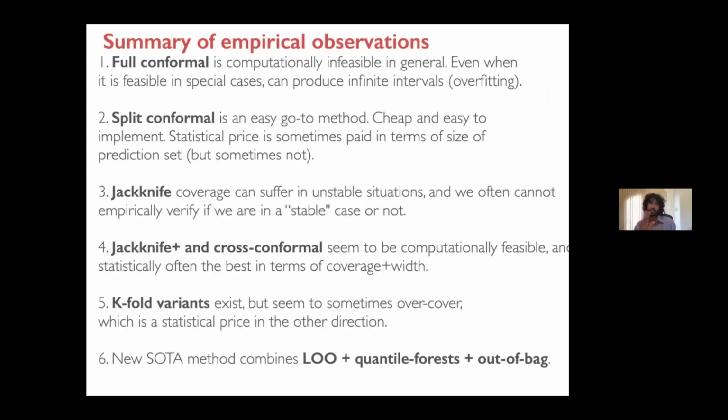We went through a lot of the empirical observations in practice, but I'll just emphasize the last point. The state-of-the-art method combines the leave one out idea with quantile forests, with out-of-bag predictions. And so these are three different things. How do you design the residuals? How do you make it computationally efficient? How do you do it leave one out to make it sample efficient? It combines all of them to give you a provable guarantee algorithm that also gives you empirical conditional coverage and provable marginal coverage as well.